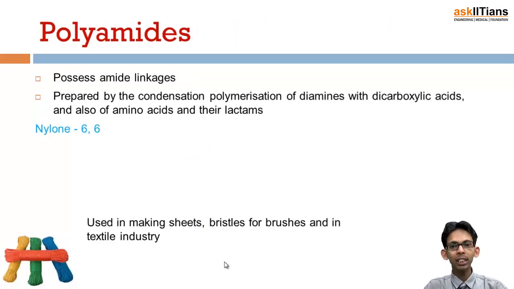Next up, polyamides are formed by condensation reactions and they possess an amide linkage. They are prepared by condensation polymerization of diamines with carboxylic acids, as we have just seen in the example, and also of amino acids and their lactams. The first example is nylon 6,6. It is a very famous polymer which is used in making sheets, bristles of brushes, and also in the textile industry. Let's have a look at how it is formed.